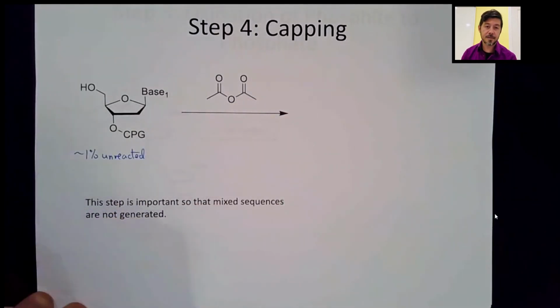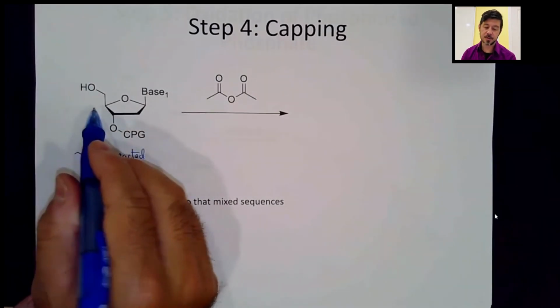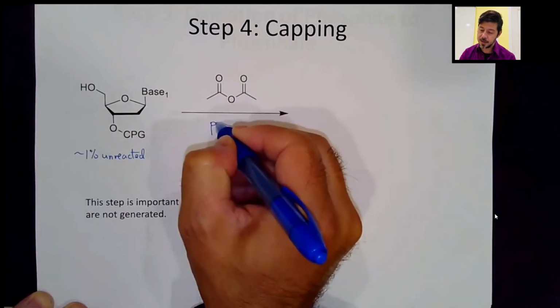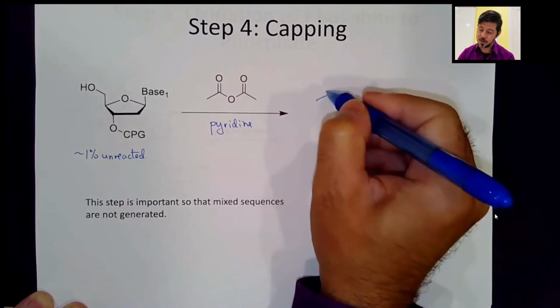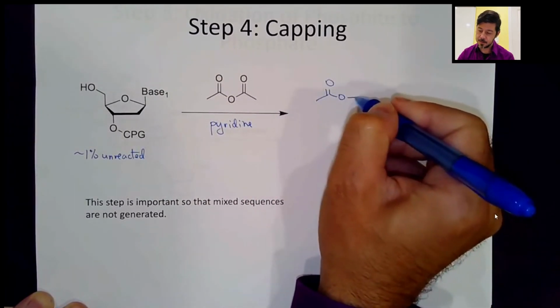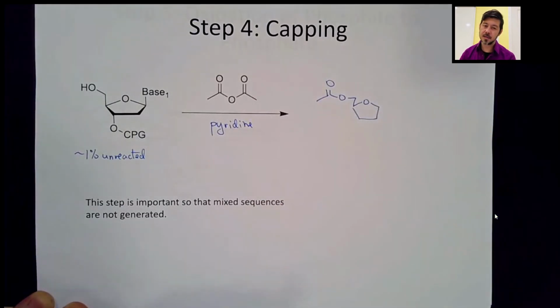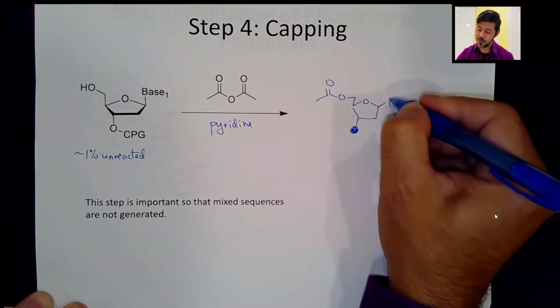So after that coupling step, we rinse and wash, and then we take any unreacted 5' hydroxyl groups after coupling and react this with acetic anhydride and typically with pyridine. And what that will do is this will cap and make that 5' hydroxyl group acetylated, essentially making it dead so it cannot further react.